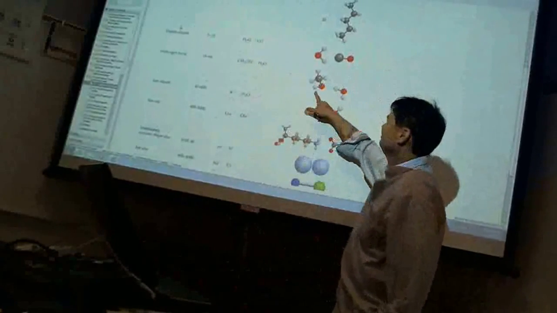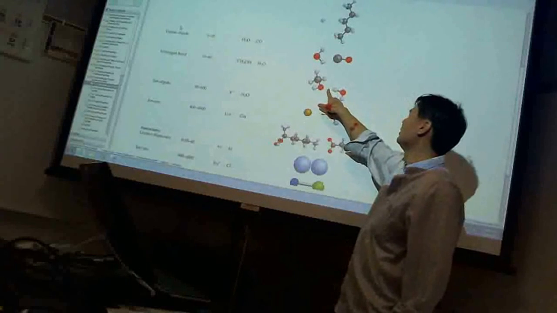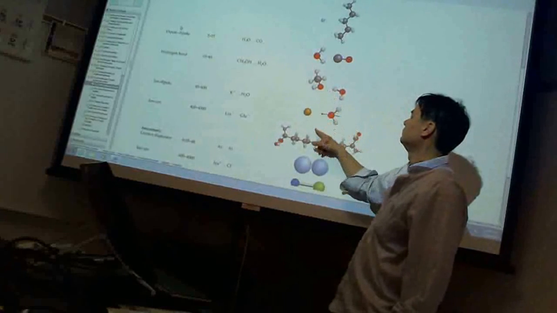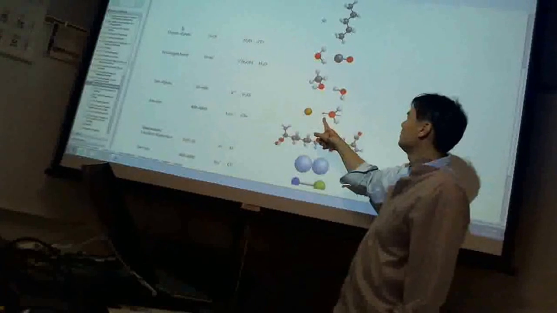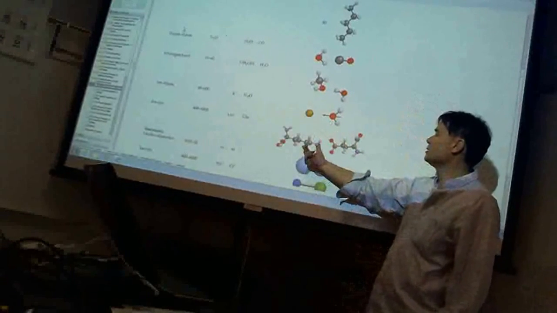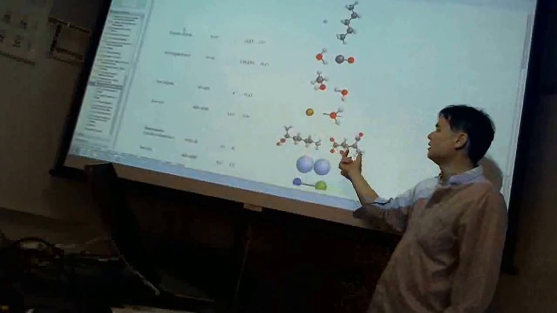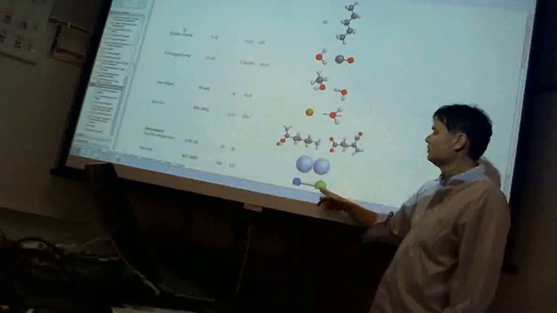Methanol and water. Methanol and water attract each other by hydrogen bonding. Potassium ions in water, this is an ion-dipole attraction. All these are electrical attractions. Here, this is an ion, this is an ion, so we've got an ion-ion attraction. Argons are going to be dispersion only.